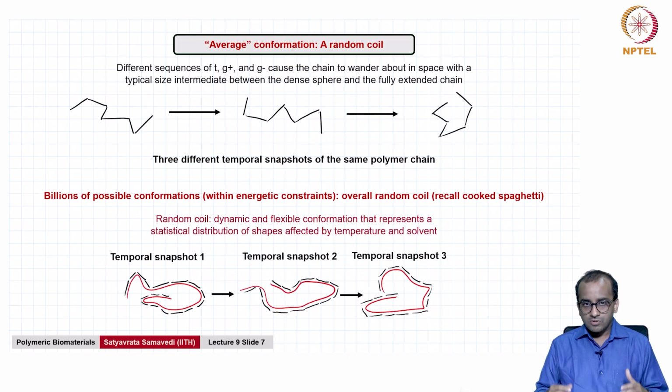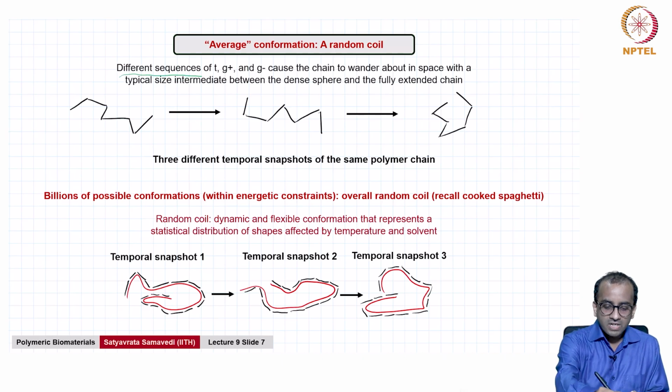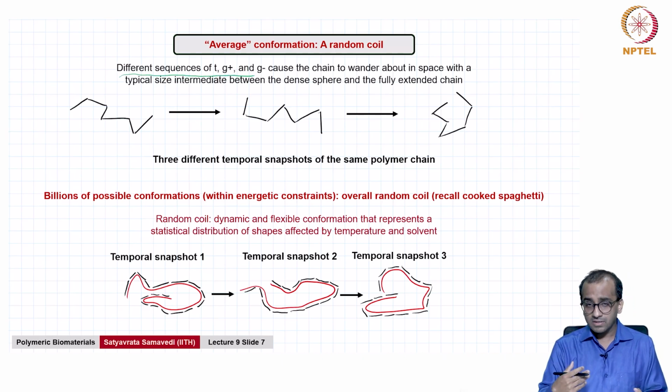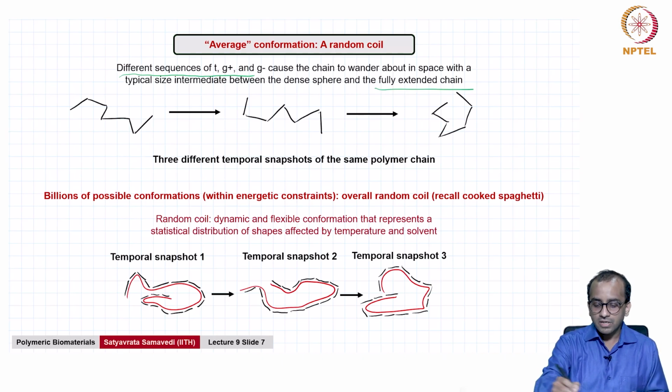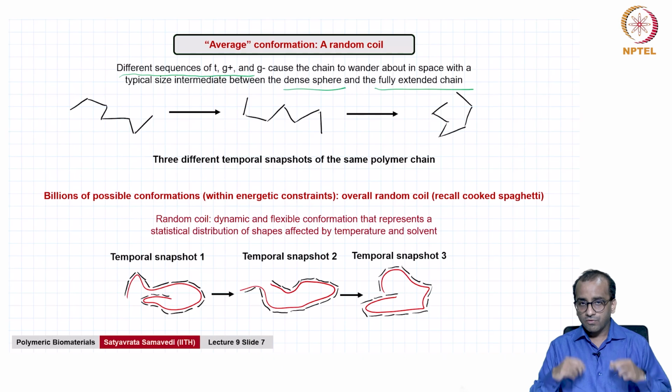Now, as you can clearly start to think about different conformations, a large number of different sequences of T, the trans, G plus, the gauche plus, and G minus, the gauche minus, can cause the chain to wander about in space, wherein the typical size that you can think of for this chain or macromolecule will be intermediate between the fully extended chain and the dense sphere. The fully extended chain, for example the all-trans zigzag state, occurs with very low probability as we saw, and the dense globule also has a low probability.